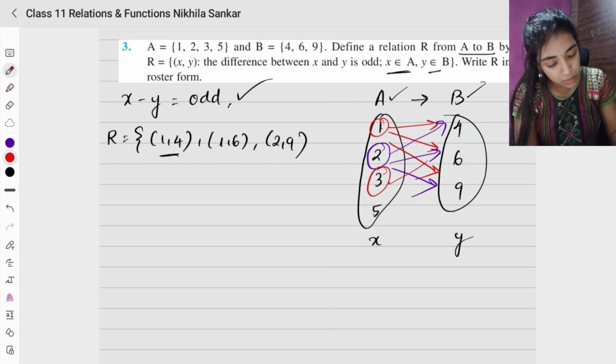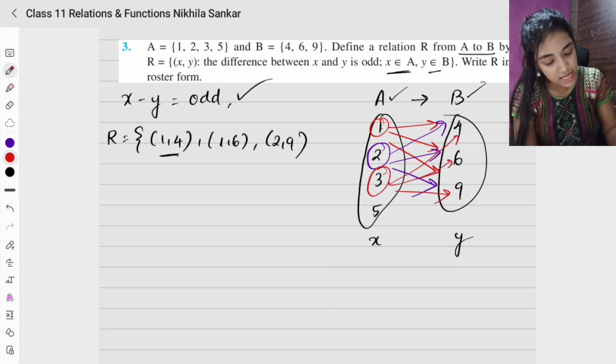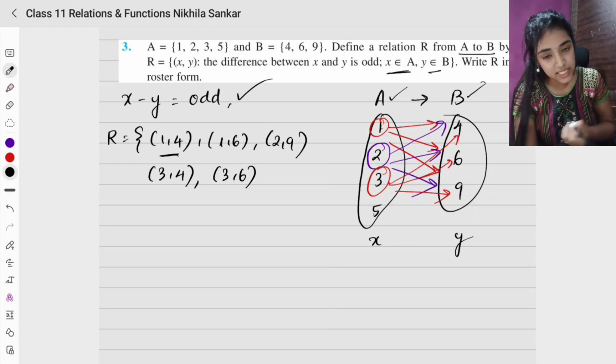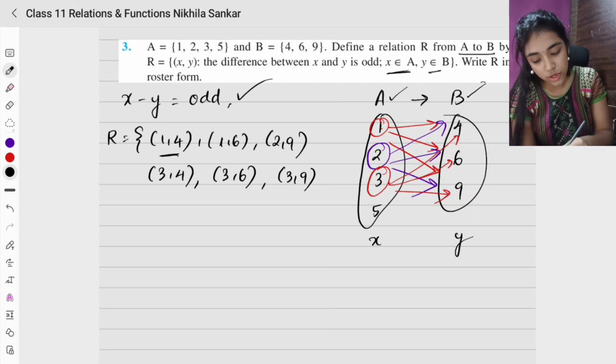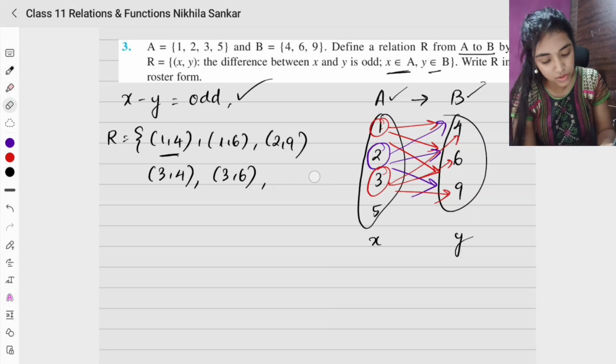So 3, 4, 3, 6 and 3, 9. 3, 4, the difference is going to be 1, minus 1. So it is an odd number. 3, 6, 3 minus 6 is going to be minus 3. So it is going to be an odd number. 3, 9, the difference is going to be 6. It is an even number. So I am going to erase this. Okay, it is not going to work.